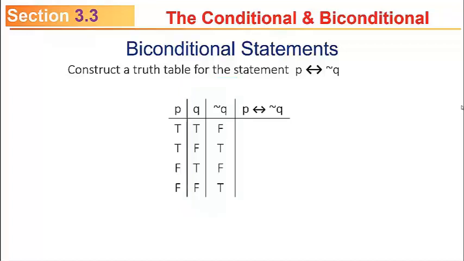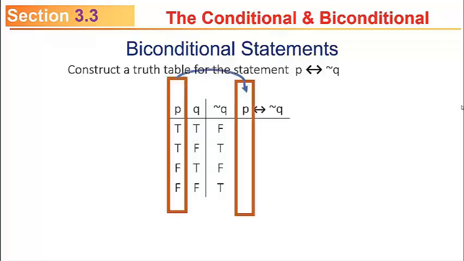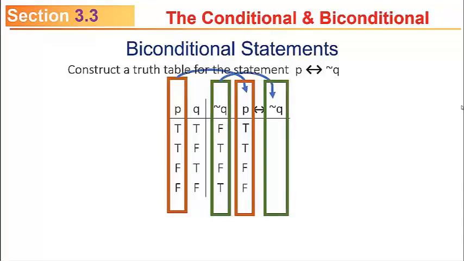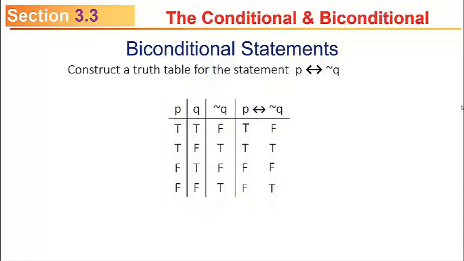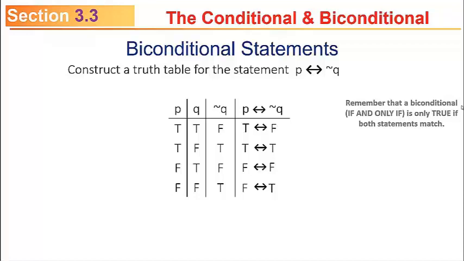Then I notice in the final column I have a P on the left of the if and only if symbol. So I'll move those P values from the far left underneath the P. And then on the right side of the biconditional symbol I have the not Q. So I'll move the not Q values underneath. And then I notice that the symbol is the if and only if, the biconditional symbol. I've got to remember that the memory aid for biconditional is it's only true if they match. So you're going down and scanning and looking for matches.